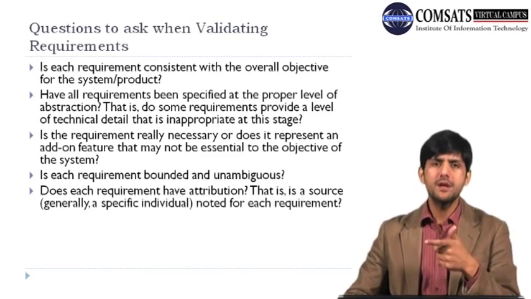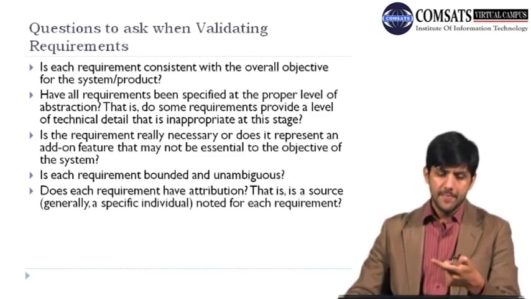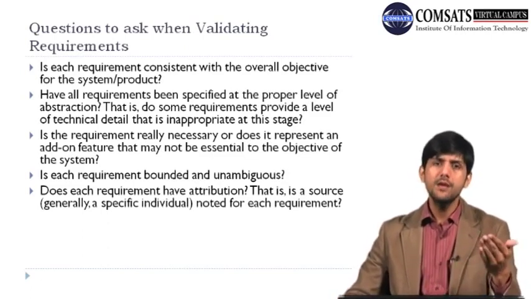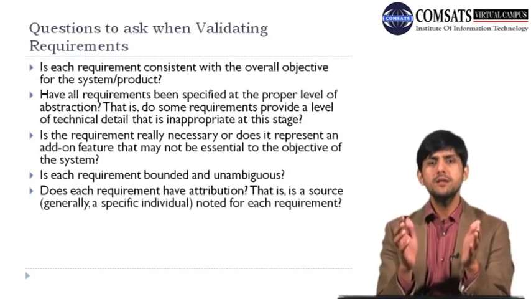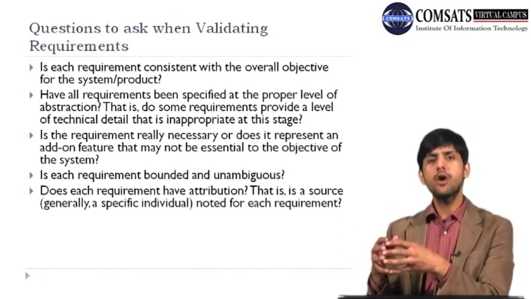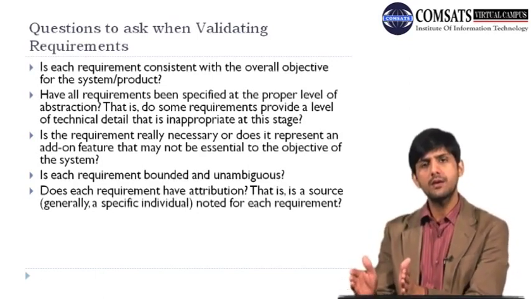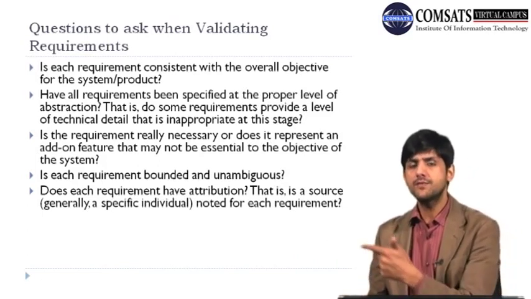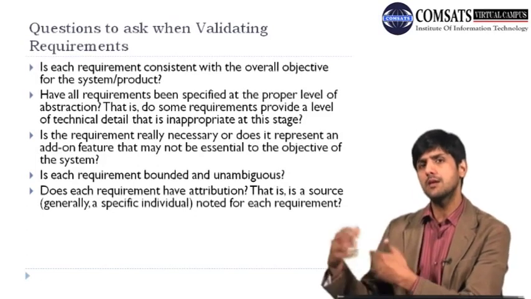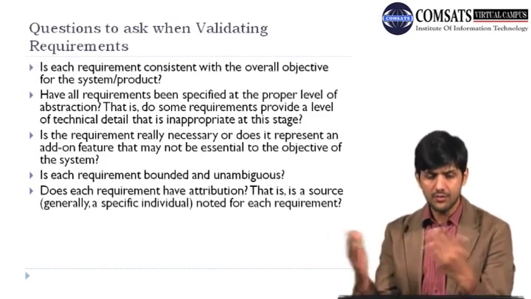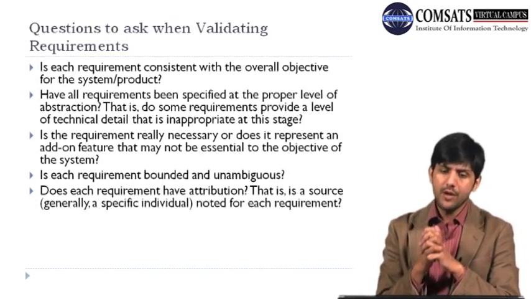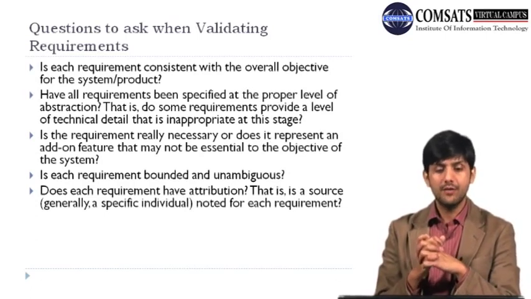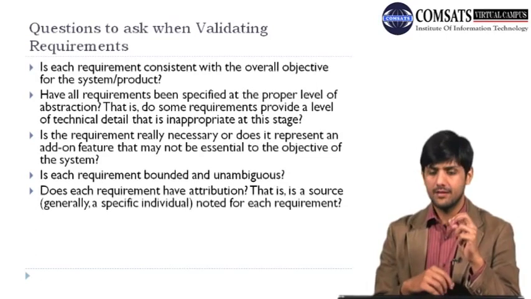So what are normally the questions which can be asked when you are validating requirements? Is each requirement consistent with the overall objective for the system or product? This is very important: you want requirements in a document which are consistent throughout. You cannot have a requirement which says that a certain feature is very important, and at the other end say no, this can be done in another possible way. You need to be consistent throughout your requirements document, and have all requirements specified at the proper level of abstraction. That is, do some requirements provide a level of technical detail that is inappropriate at this stage?